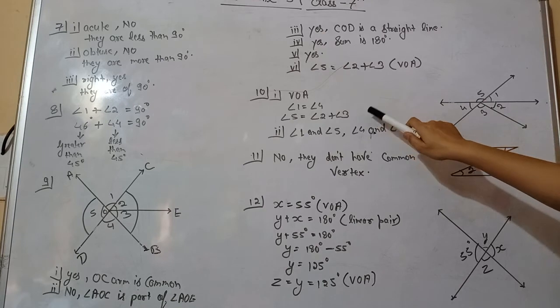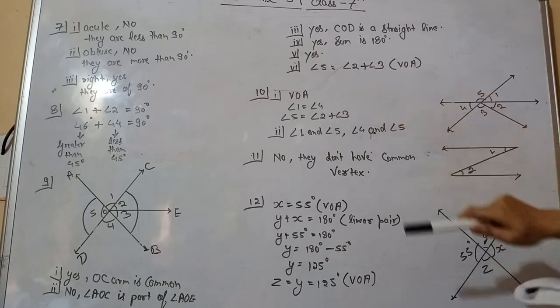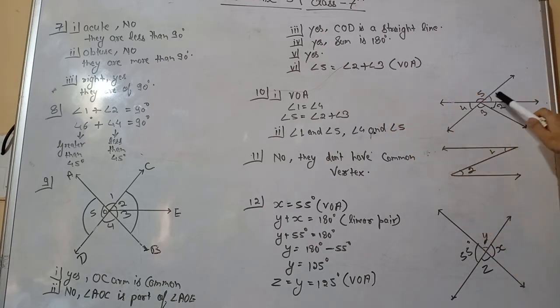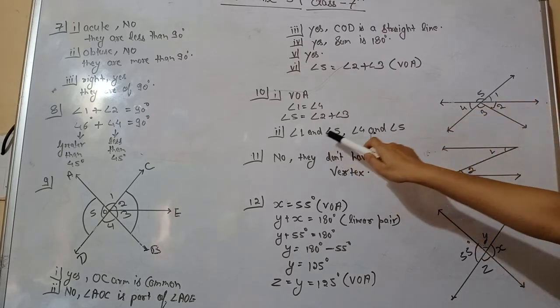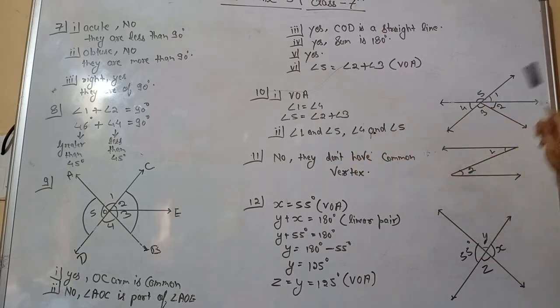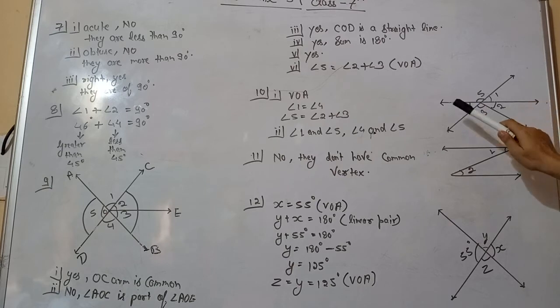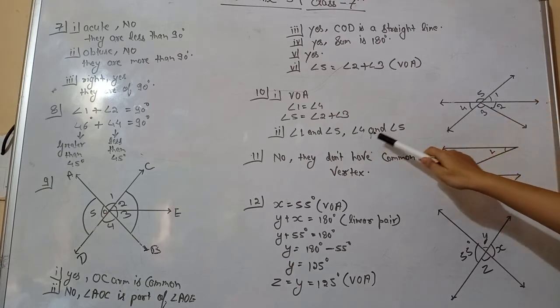So these are vertically opposite angles. Option number 2, linear pair. So this is the first linear pair, angle 1 and angle 5. See, angle 1 and angle 5, because this is a straight line. Second linear pair is angle 5 and angle 4, because this is also a straight line. So 5 and angle 4.